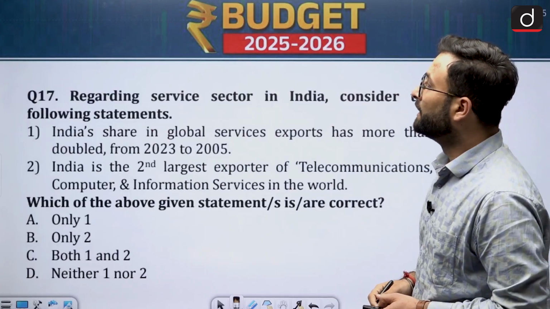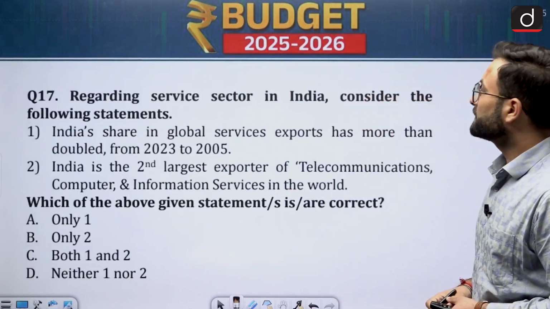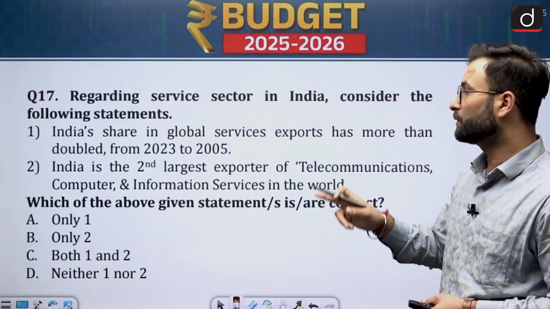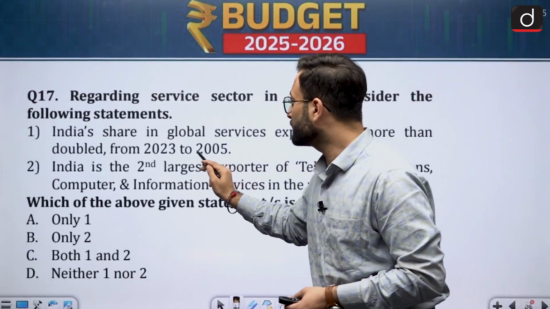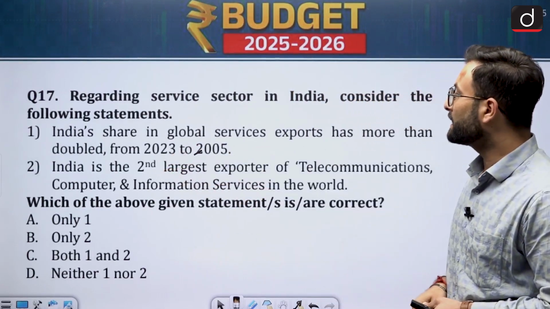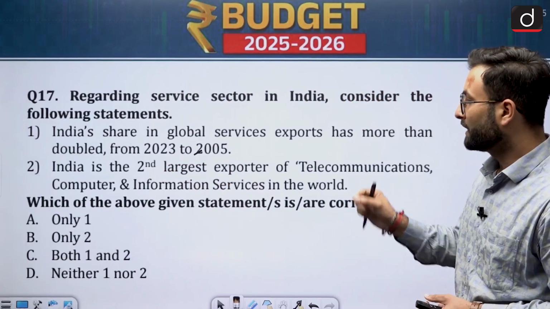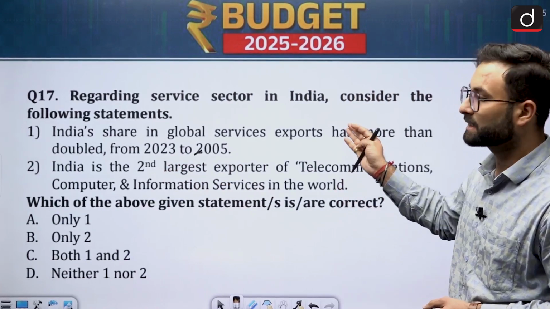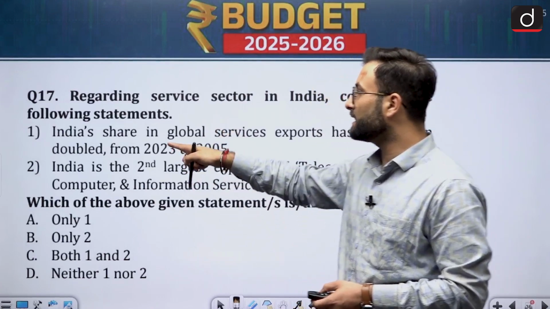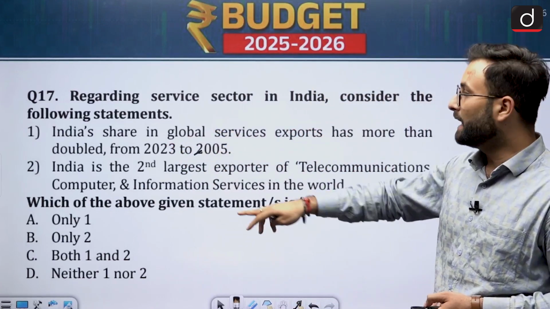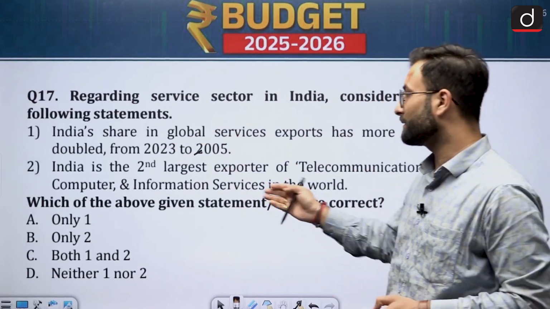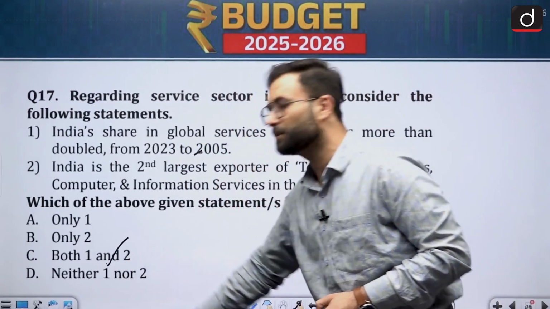Coming to the next one. Regarding the service sector in India, consider the following statements. India's share in global service exports more than doubled from 2005 to 2023. Okay, that is something which has been reversed. Anyways, India is the second largest exporter of telecommunication, computer and information services in the world. They are asking about the statements which are correct. So both the statements are correct. India's share in global services has doubled, and India is the second largest exporter of telecommunications and services related to information. Option C would be your right answer.